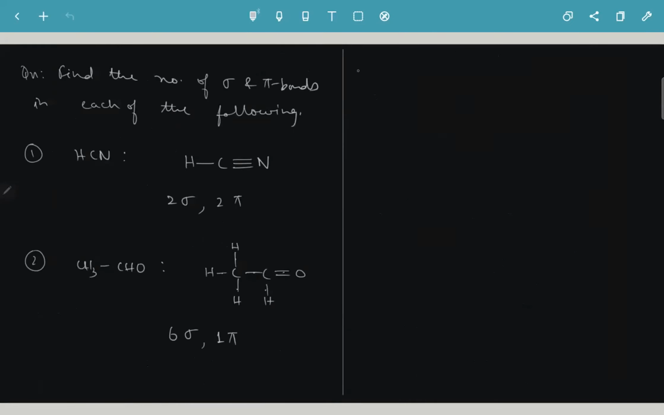Next देखो. C2(CN)4. C2(CN)4 can be understood to be derived from C2H4. Carbon double bond carbon, and each carbon bonded to 2 cyanide groups. Count करो number of sigma and number of pi bonds. It has 9 sigma and 9 pi bonds.